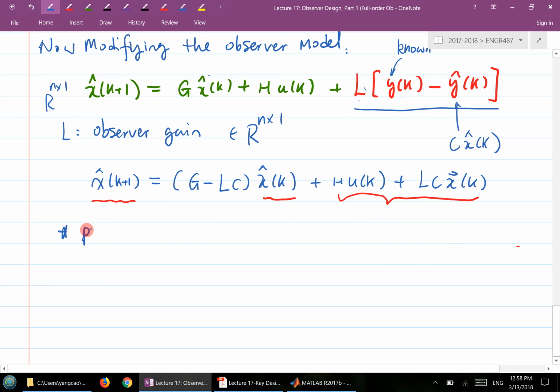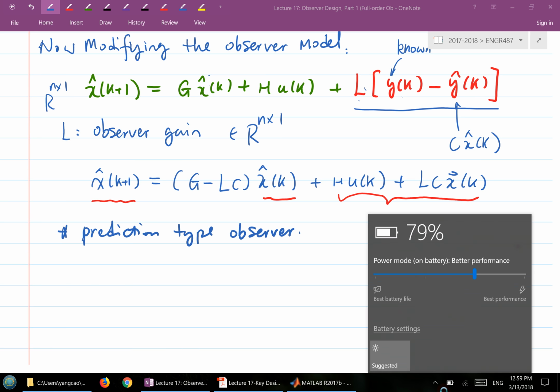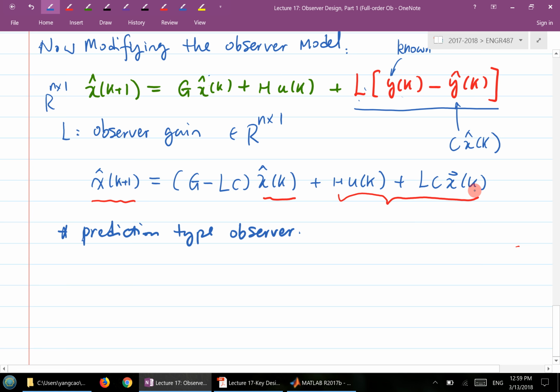This is what we call a prediction type observer. Why prediction type observer? You can see that your x hat k plus 1 is the next step, right? The next step prediction is based on the previous steps. So you're using all the past information to make a prediction for the next one here. That's called a prediction. Okay.